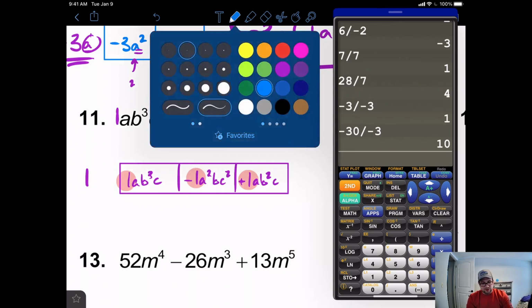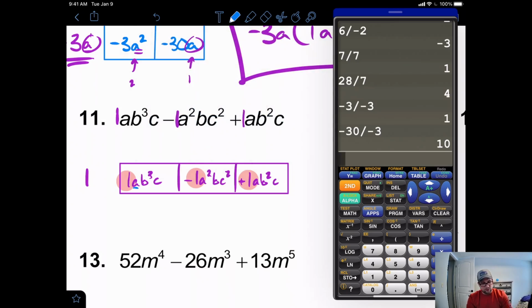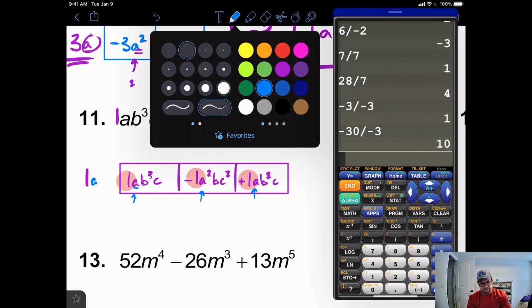Now, each of our terms here has an a. This one has 1a, this one has 2 a's, and this one has 1a. Since 1 is smaller than 2, we can pull out 1a. Now we go to the next one.